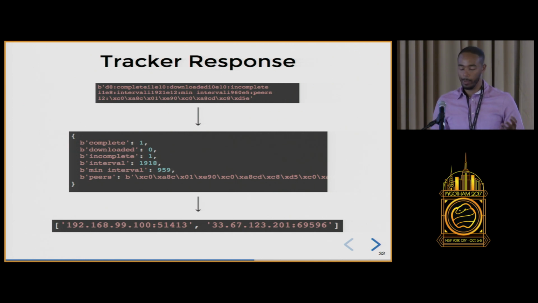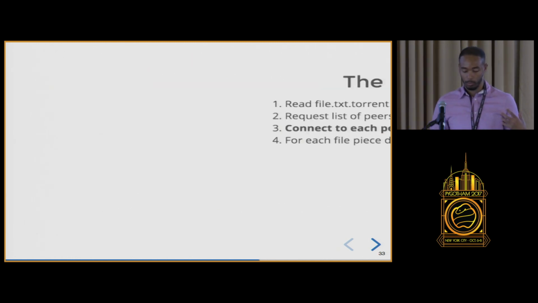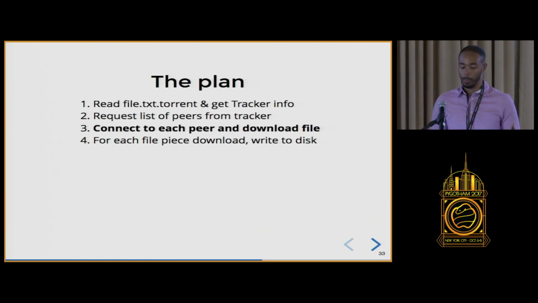So we send the HTTP GET request and we get back this BEncoded data structure. And we know how to make sense of this. When we decode it, we get a JSON object out of it, or a dictionary. The most important key here is this peers key. It's a binary packed IP address and port. If we decode this key, we get a list of IP addresses and ports of the people that have the file that we're trying to download. So now let's connect to each peer and start downloading pieces of our file.